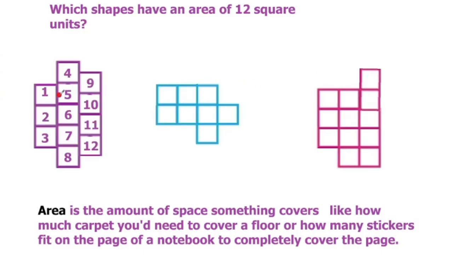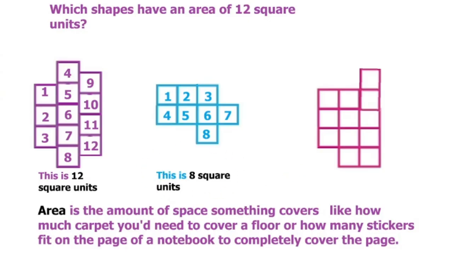So we could see here that we have 1, 2, 3, 4, 5, 6, 7, 8, 9, 10, 11, 12 squares here. On this blue one, we have 1, 2, 3, 4, 5, 6, 7, 8 squares. Okay? So this is 12 square units. And the blue one has 8 squares, and this is 8 square units. And this one, this pink one, has 12 squares. So this is 12 square units. And that is how you calculate area. And the units are always in square units.